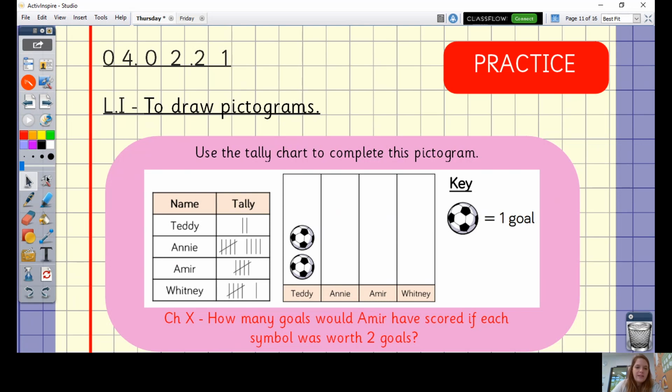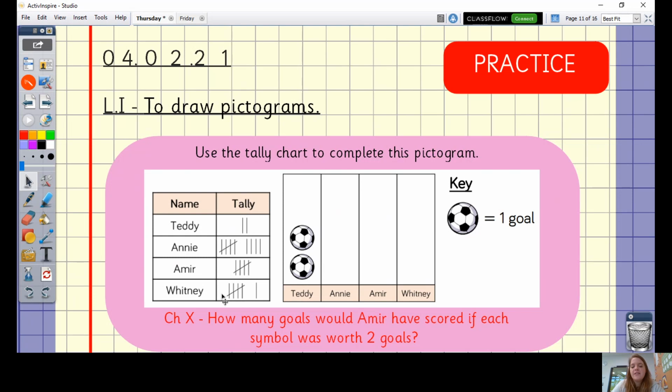Okay, so let's have a look then all together. So we can see our tally chart again. We're going to use the tally charts to help us to complete the pictogram. Teddy has been done for us, so we can see our tally of 2 marks. So Teddy has 2 footballs, okay? Each football is representing 1 goal. So that tells you what the information that has been collected here.